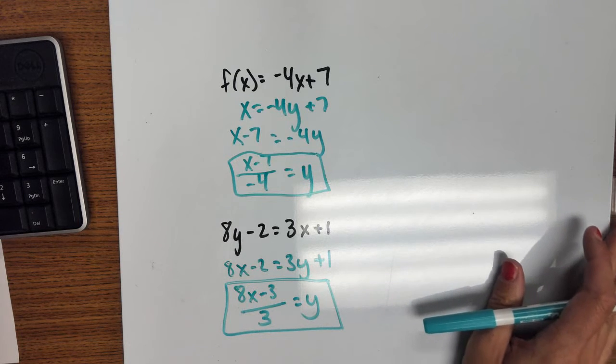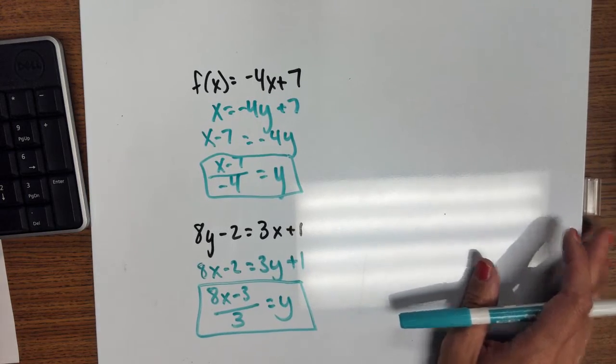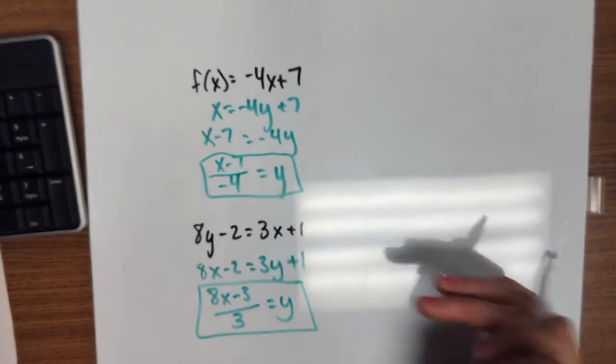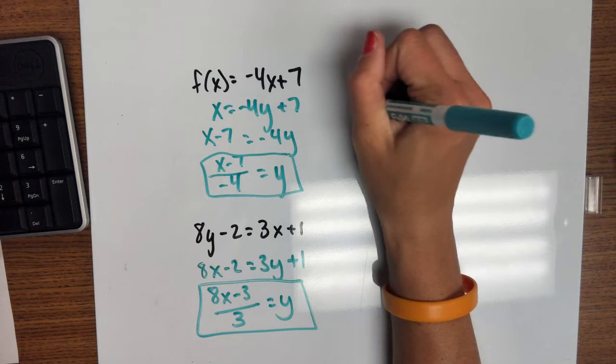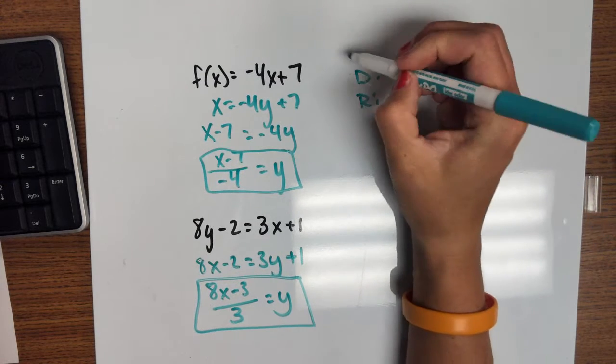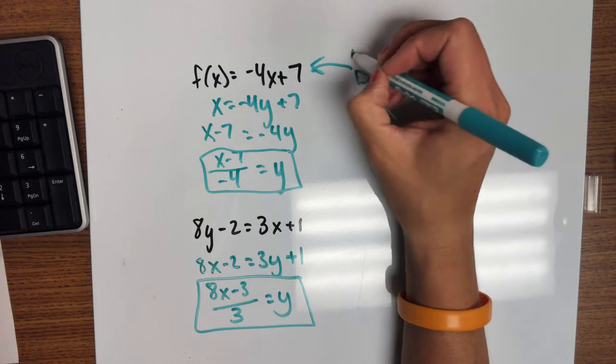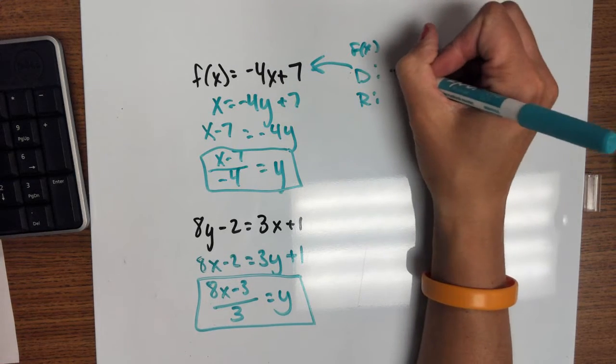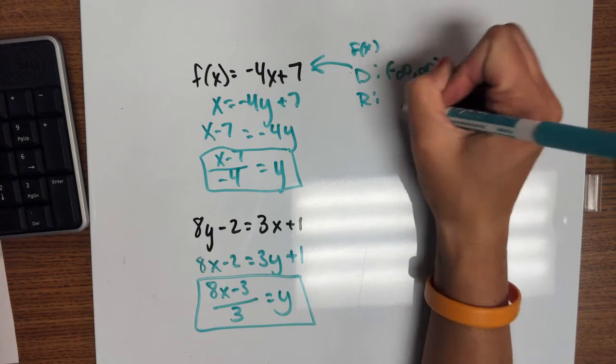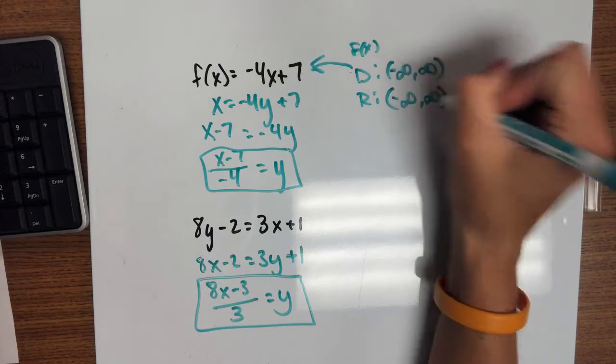And then if we want to go back and find the domain and range, these aren't the best examples because they're just linear equations. So the domain and the range of the original, or f of x I should say, is all reals, negative infinity to infinity, negative infinity to infinity.